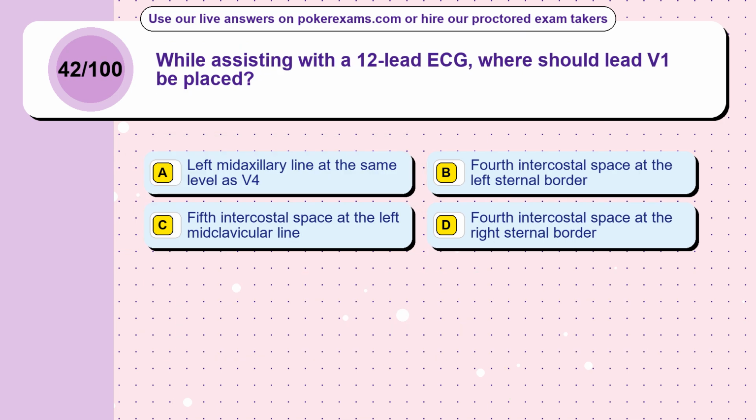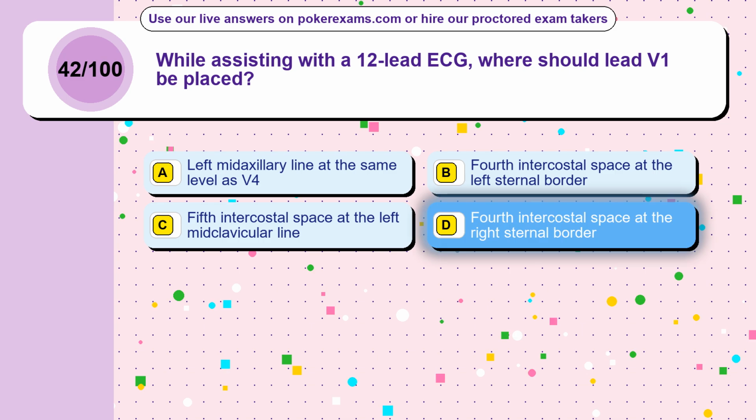Question 42. While assisting with a 12-lead ECG, where should lead V1 be placed? Option A. Left mid-axillary line at the same level as V4. Option B. Fourth intercostal space at the left sternal border. Option C. Fifth intercostal space at the left midclavicular line. Option D. A fourth intercostal space at the right sternal border. The correct answer is option D. Fourth intercostal space at the right sternal border.